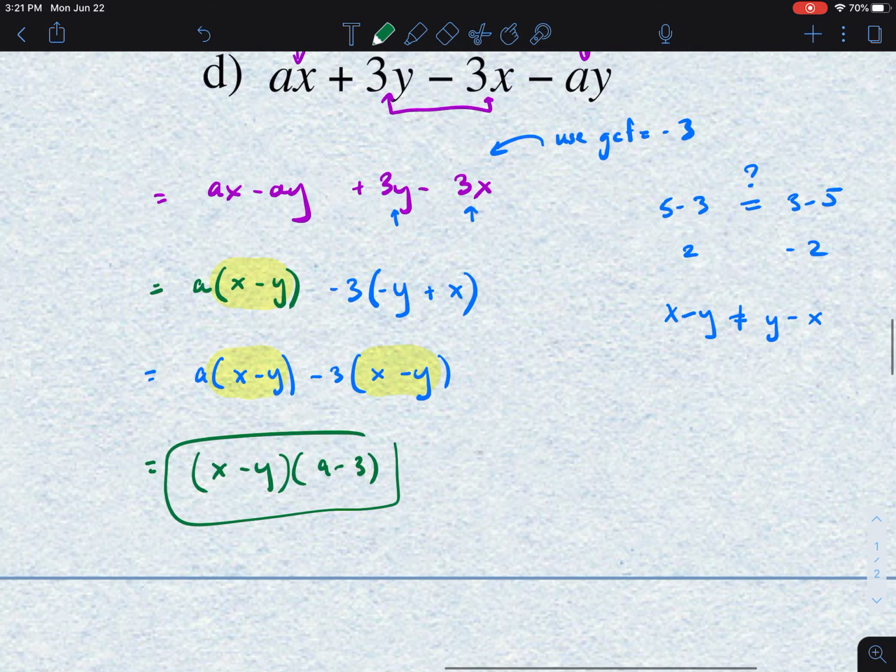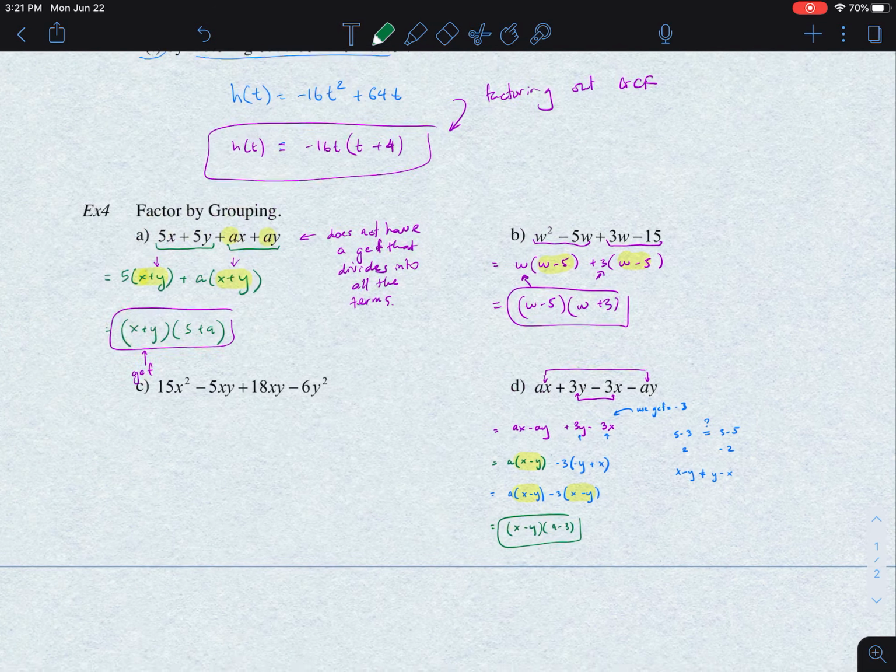Okay. So hopefully that will help you get started with the homework with GCF factoring and factoring by grouping.